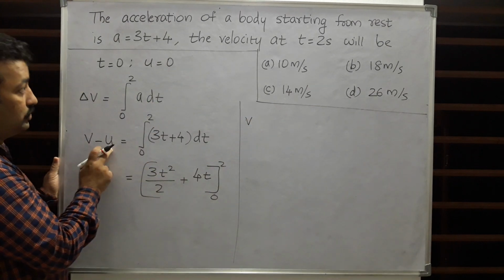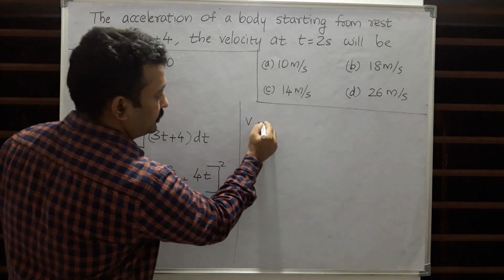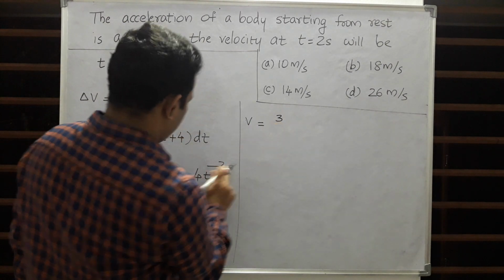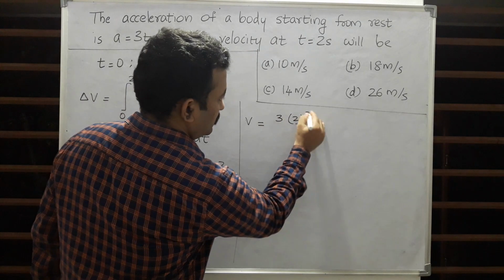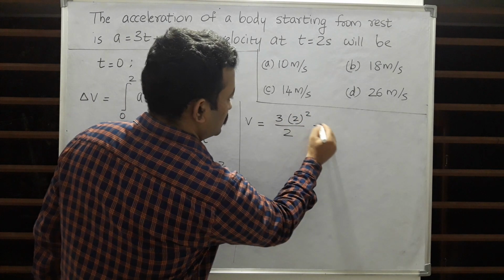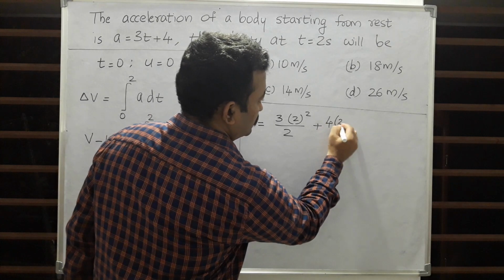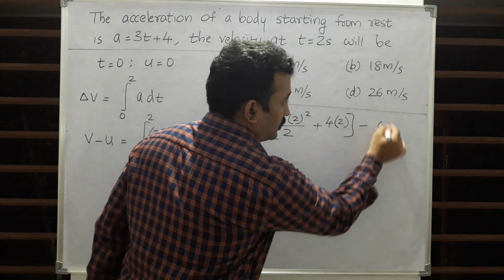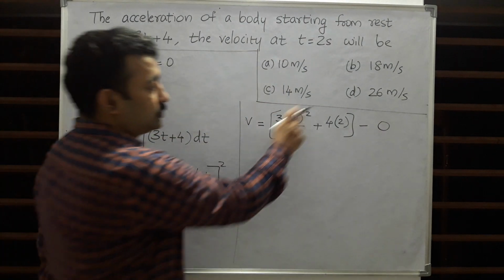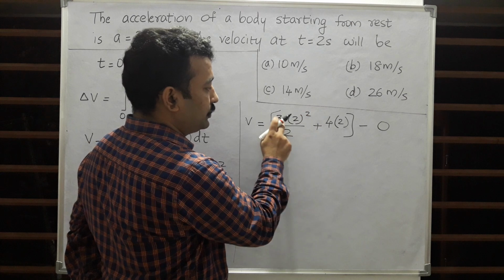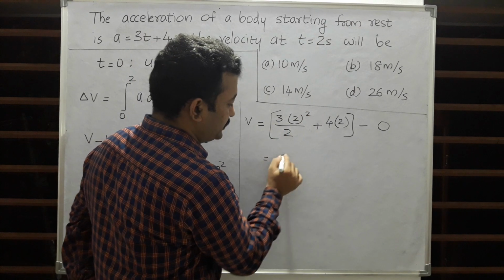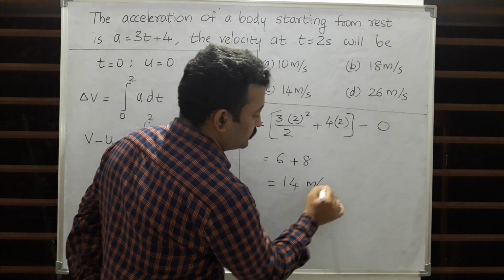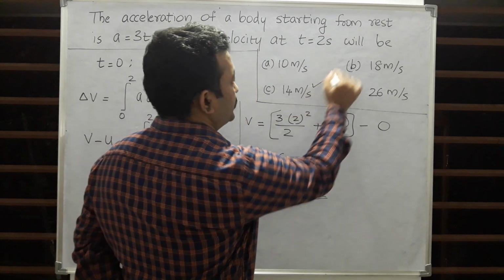v minus u is 0, so I can write simply v is equal to 3 into 2 square divided by 2 plus 4 into 2, minus the lower limit which is 0, so that whole term will become 0. 3 into 2 square is 12, divided by 2 is 6, plus 8, this is 14 meter per second. Our right option is C.